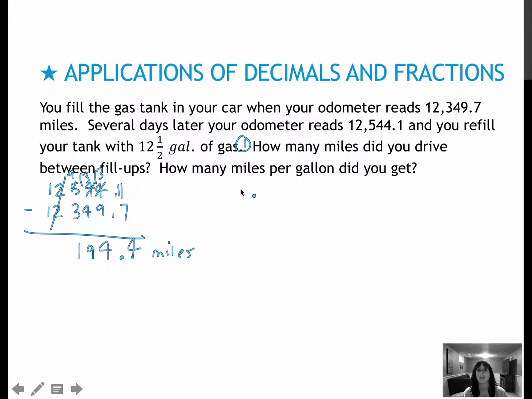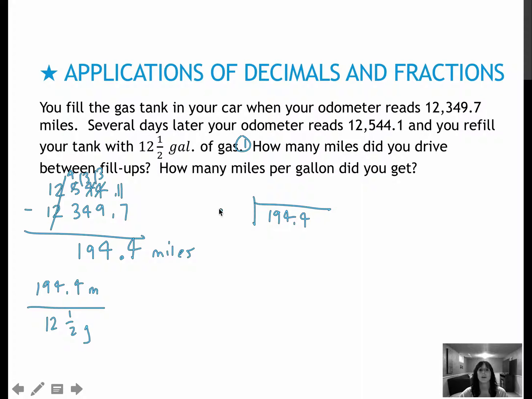How many miles per gallon did I get? Well, if I had 194.4 miles divided by 12.5 gallons, that would certainly give me my miles per gallon. Now, this is a decimal, this is a fraction. Which one makes more sense? Completely up to you. I'm going to choose to do this with decimals.